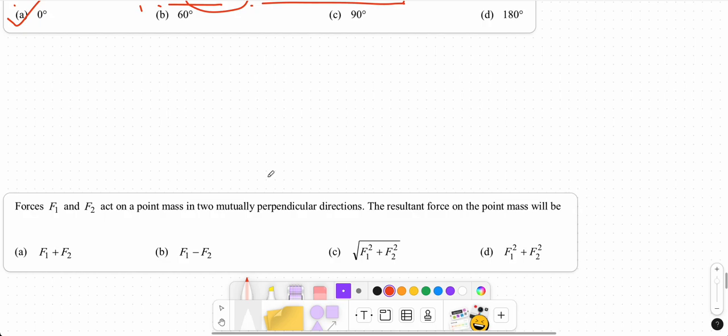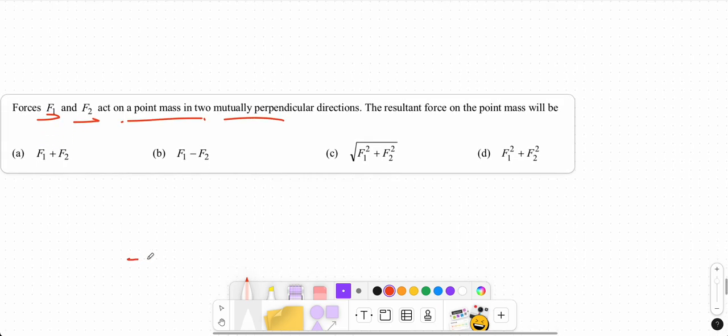Forces F1 and F2 act on a point mass in two mutually perpendicular directions. The resultant force on the point mass will be. So solve it, pause the video, solve it. Tick, tick, tick. Let's do it. So you have two forces F1 and F2 acting on a point mass in two mutually perpendicular directions. So this is F1 and this is F2.